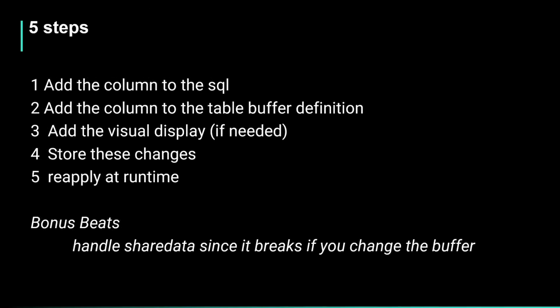So Jerry listed three components. I think of it as really 5 steps. First step is, again, adding the column to the SQL syntax. Adding it to the table buffer definition is the second step. Adding the visual display if needed is the third. It's not always needed. Sometimes you need to have the column defined, but you don't need to actually display it. And the fourth and fifth steps are really storing the changes and reapplying at runtime. The last thing we're going to talk about is how shared data interacts with this, and the issues that you have with it, since changing the buffer breaks any shared data.